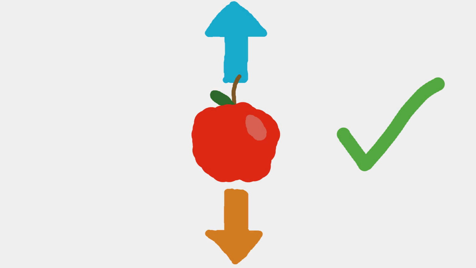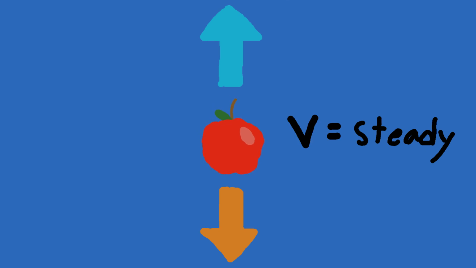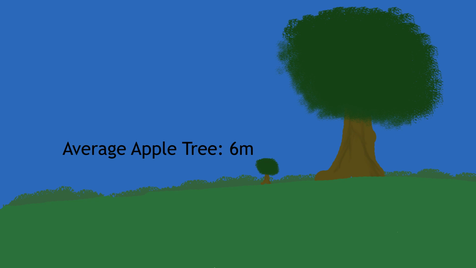Hold on, that's not quite how this works. We didn't account for air resistance. You see, the apple will only accelerate so much. Eventually, the drag from the air will match the acceleration from gravity, and the apple will stay at a steady velocity. What's that velocity? 24 meters per second. Not even close to how fast we need it to go. It's not like apple trees even grow 41 meters tall anyways.